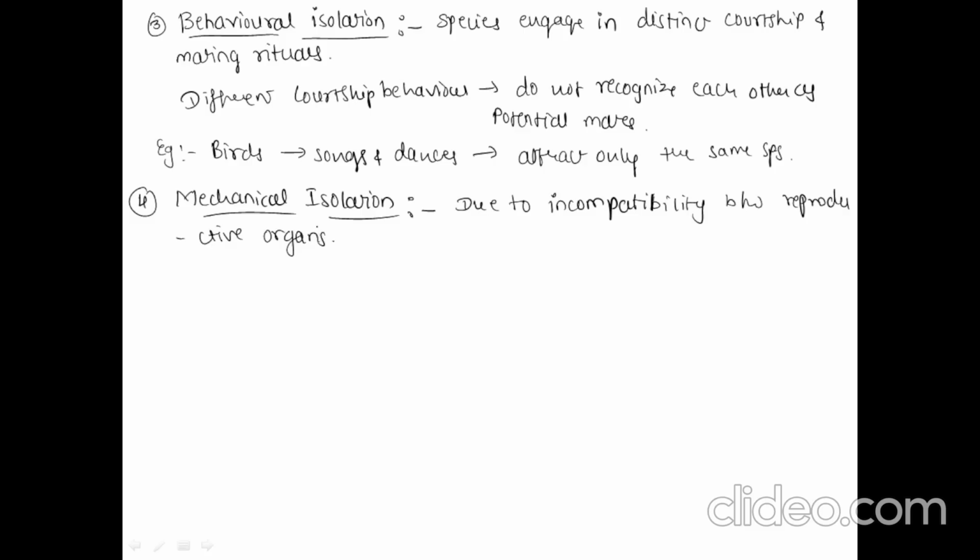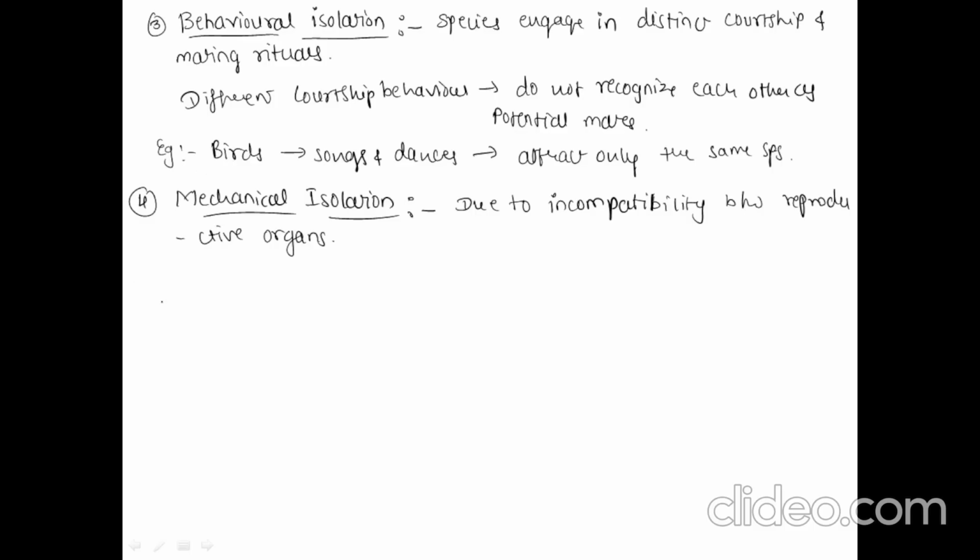Is it clear? Mechanical isolation is a type of reproductive isolation where isolation is due to the incompatibility between reproductive organs. This occurs when mating is physically impossible due to differences in their reproductive structures. Here the reproduction is prevented due to the change in their reproductive organ structure. Even if the two species attempt to mate, fertilization cannot occur due to anatomical differences.